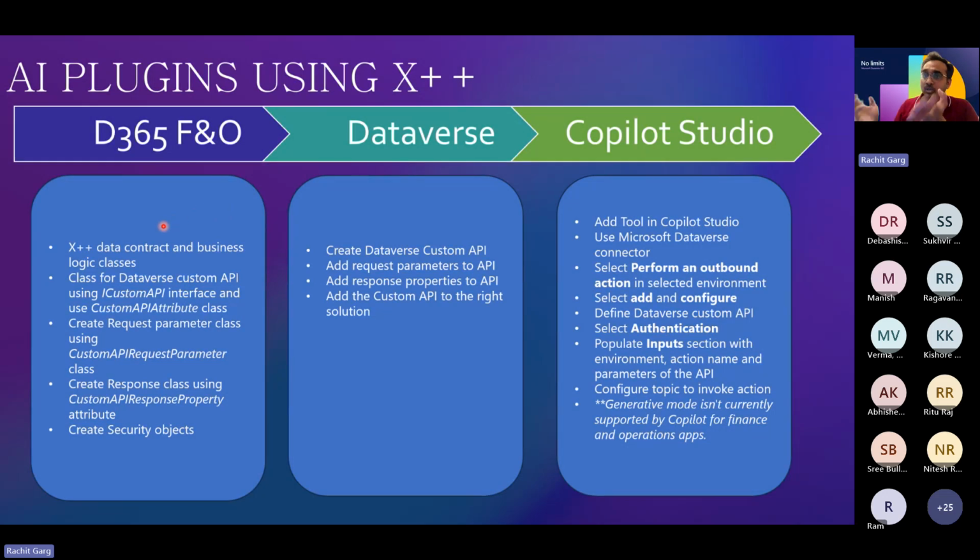But because Microsoft has already created a lot of such classes, you can look at how they have done it and replicate the same pattern. Once this class is developed, you go to Dataverse, and there you have to create a custom API. In the custom API, you add the request parameters and response parameters, and you also have to make sure you are using the right solution.